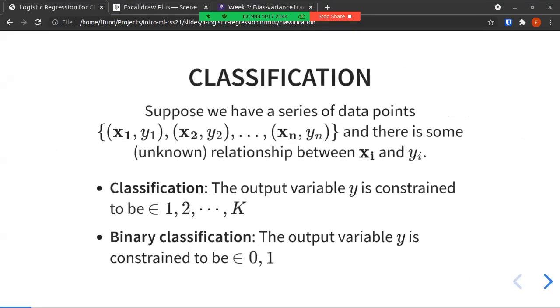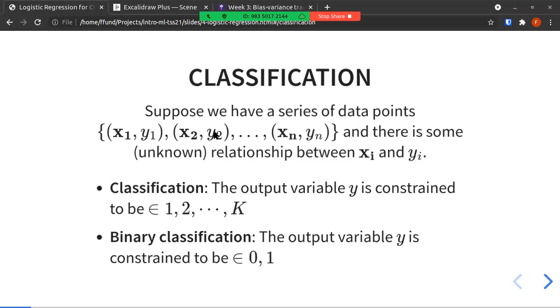So let's start by talking about the premise of this problem. We have a set of data points, a bunch of feature vector label pairs. Each X is a feature vector, each Y is a label. And we know there's some relationship between X and Y.